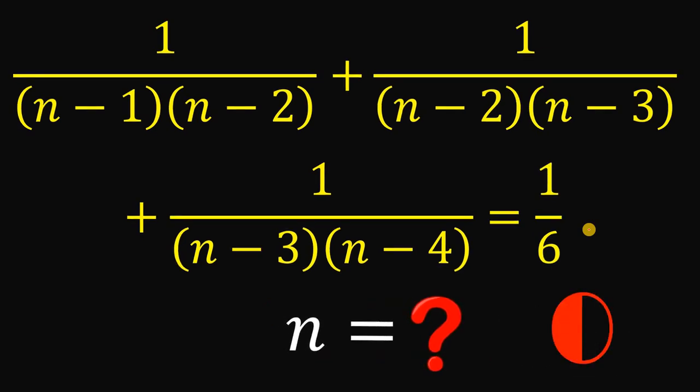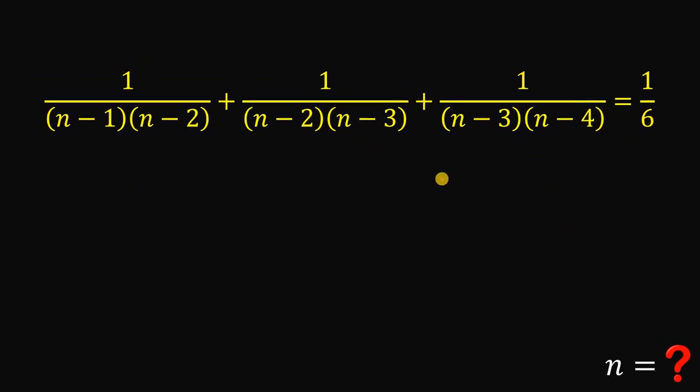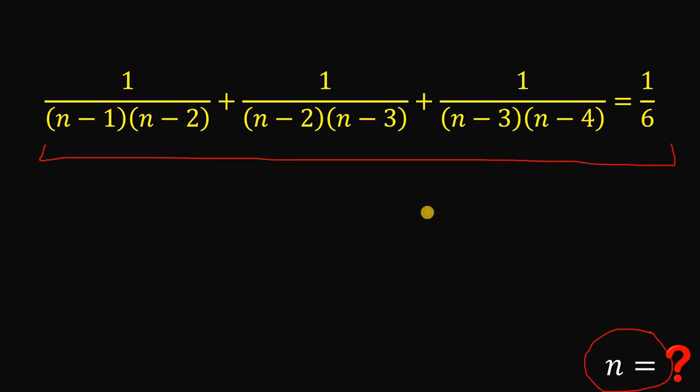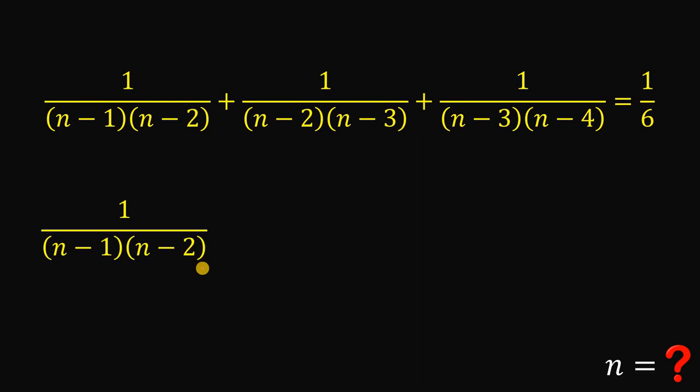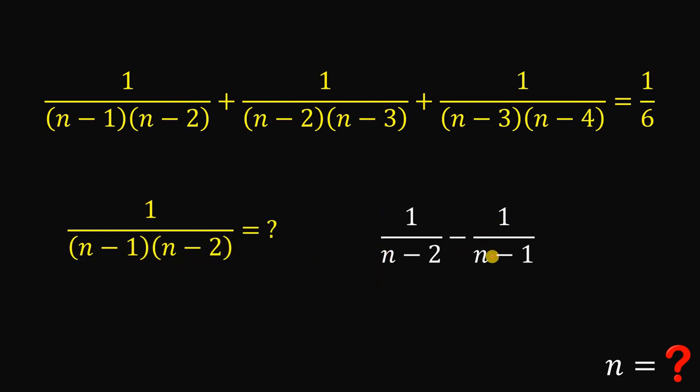And now, let's answer this question together. Alright, so given this equation, our goal is to find the value of n that satisfies it. To answer this question, we're going to get the first term, 1 over (n minus 1)(n minus 2), and look for some equivalent of this fraction. Now, let's try: how about 1 over n minus 2 minus 1 over n minus 1?